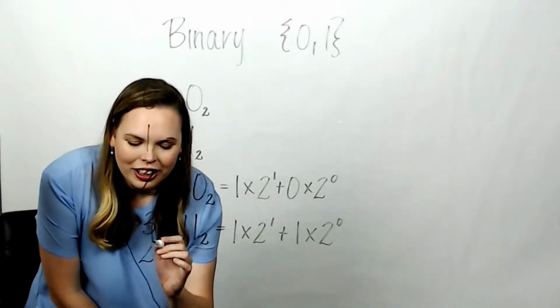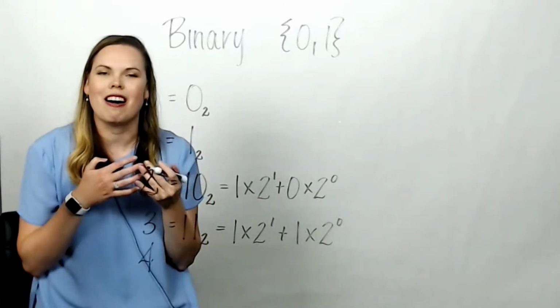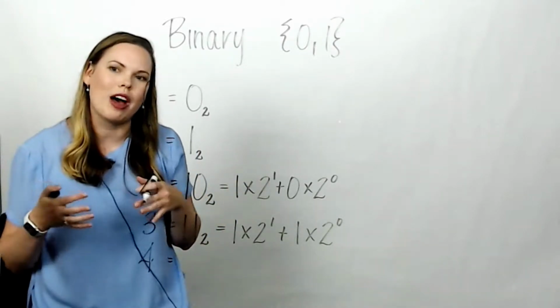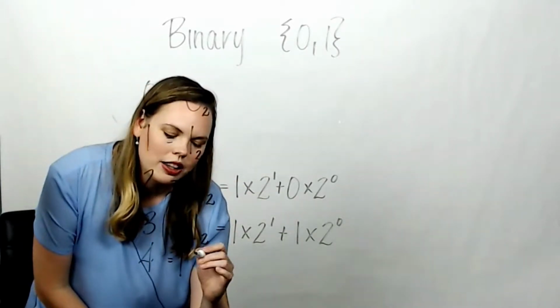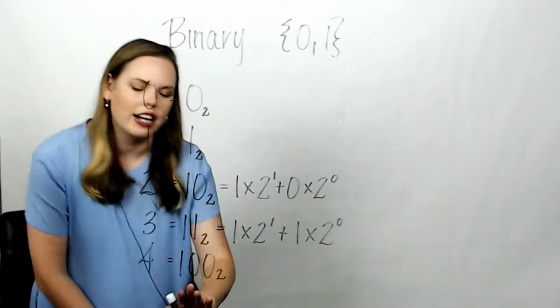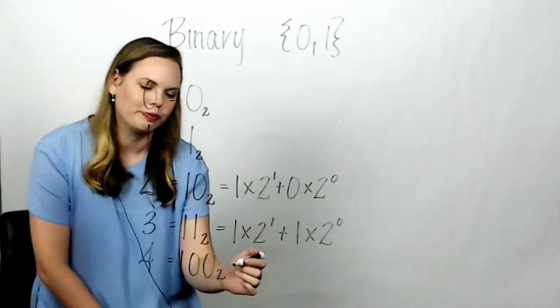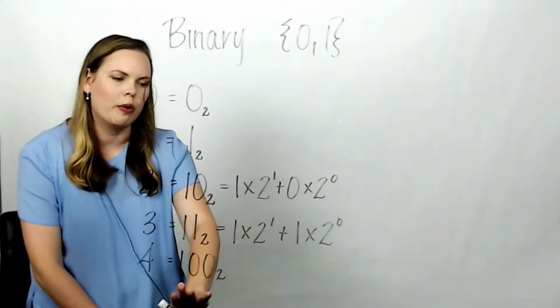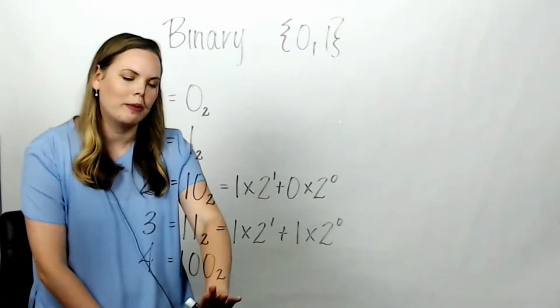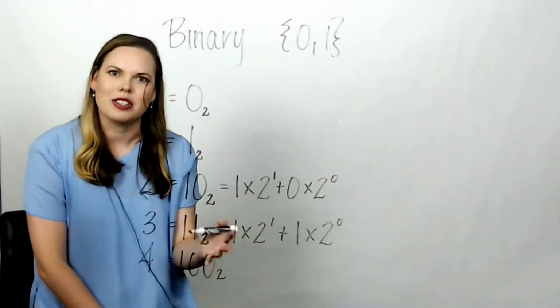Also, 4 is the next power of 2. We know that it's 2 squared, so it makes sense that it would move up and have a 1 in the 4's place, no 2's, no 1's. So we've added a new place value. I'm not going to write it out, but 1 times 2 squared plus 0 times 2 to the first power plus 0 times 2 to the 0 power.